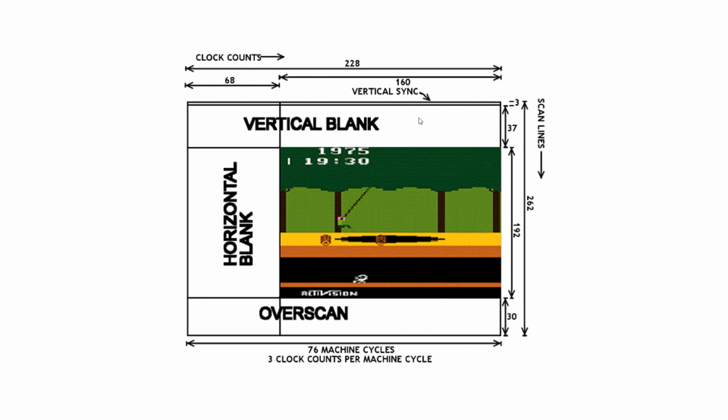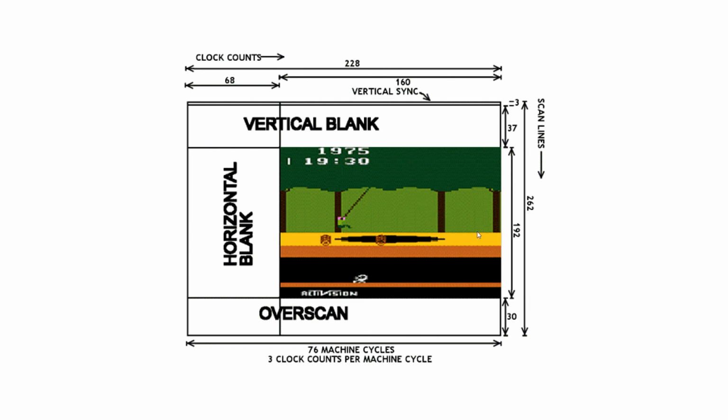So we have over here 37 scan lines of vertical blank and 30 of overscan. And this is because TVs back then weren't made the same, simply because some TVs would cut off higher points than others. So just think of this. Here we have Pitfall over here. Imagine if this was a bit up or a bit down, a bit left or a bit right. So this is pretty much a good standard.